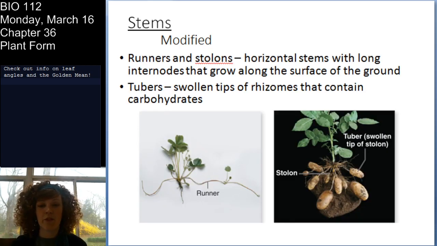More! So runners, if you've ever picked strawberries, you've probably seen a runner. It is basically a stem that grows around the ground. That's a runner. It's pretty simple. Stolons, same kind of thing, but you see these in different plants than strawberries. But basically, they're just stems that are on top of the ground. Okay. Tubers. This is where we're kind of building on knowledge.